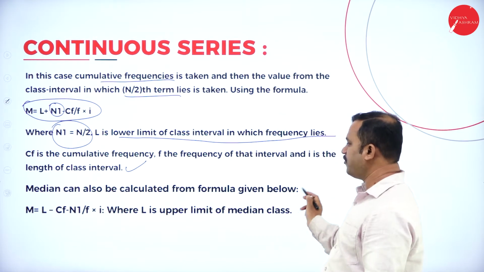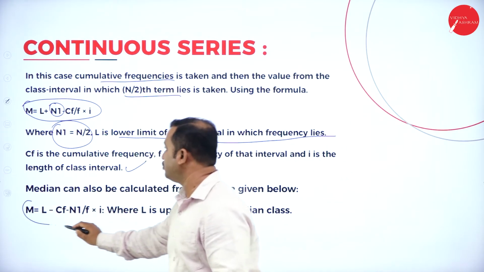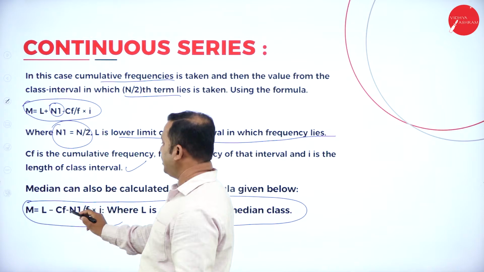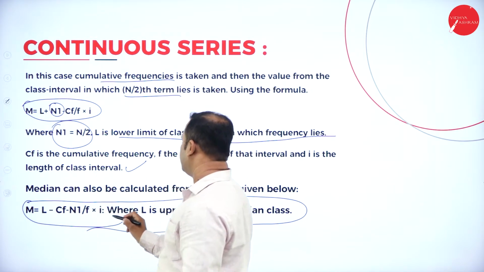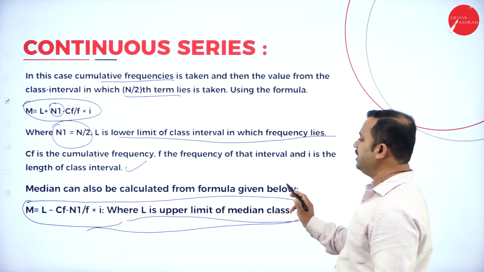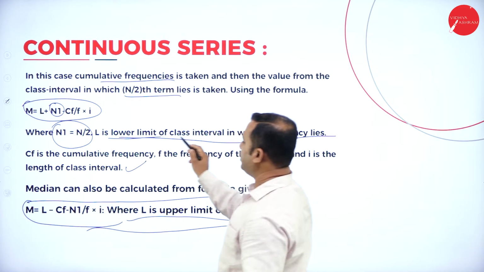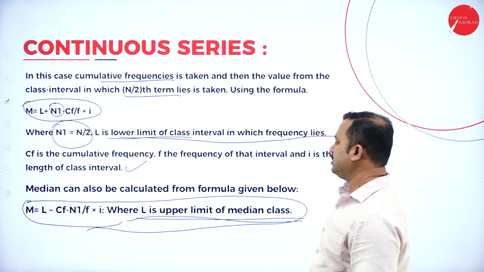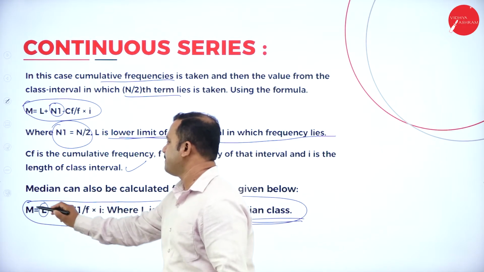The median is calculated from the formula M = L − (Cf − n1)/f × i, where L is the upper limit of the median class. This is the lower limit, n1 is the lower limit, and this is the upper limit. L is the lower limit.